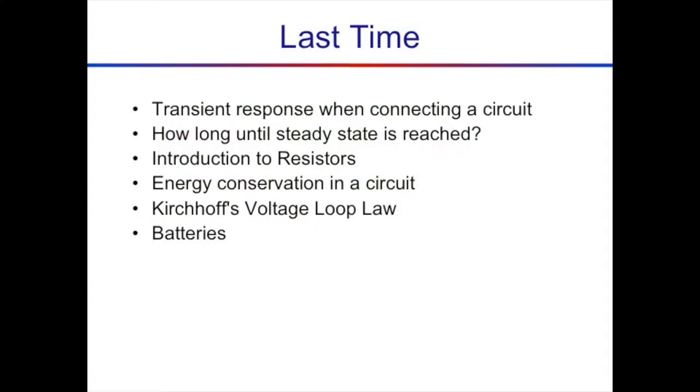Physics 272. Last time we looked at the transient response when connecting a circuit. We looked at how long until steady state is reached, and we talked about Kirchhoff's voltage loop law. The voltage loop law is simply that if I go around a closed loop in a circuit, when I get back to the exact same spot in the circuit, I have to come back to the same voltage. In the same way as if I hike anywhere around the Earth and I come back to my starting point, I'm at the same elevation. So the voltage-height analogy really serves you well there.